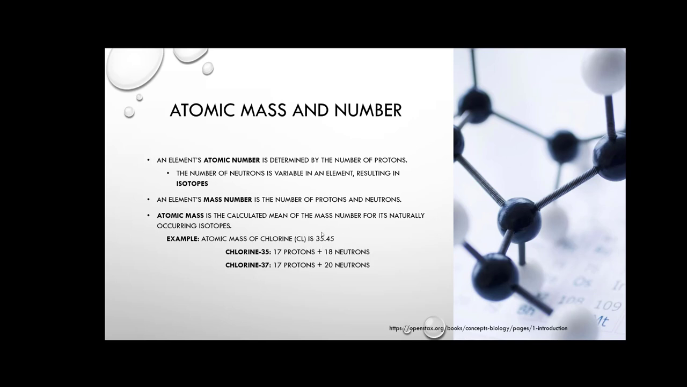And just by looking at this number, I can tell that most of the naturally occurring chlorine atoms here are probably like that, right? Because of this number, there's probably not very many chlorine 37s out there. So atomic mass is the mean mass number for all the naturally occurring isotopes, whereas the mass number is, for a particular atom, the number of protons and neutrons. Okay.